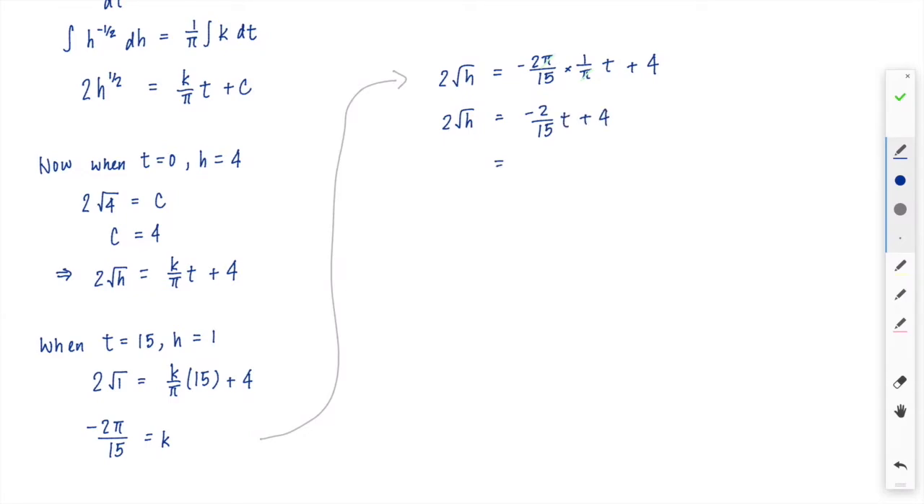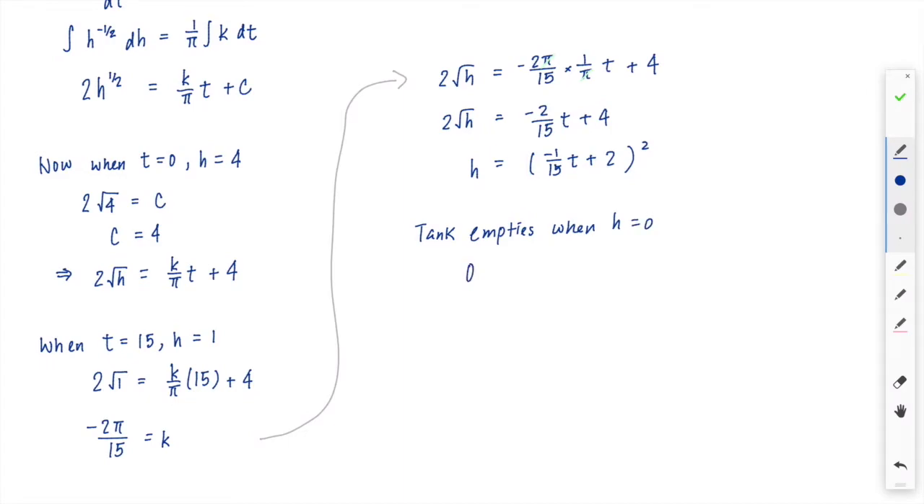Divide everything by 2 and square. So I have negative 1 over 15 t plus 2, squared. Okay, so that's the relationship we have. And now we're interested in finding when will the tank empty. So the tank empties when the height is equal to 0.